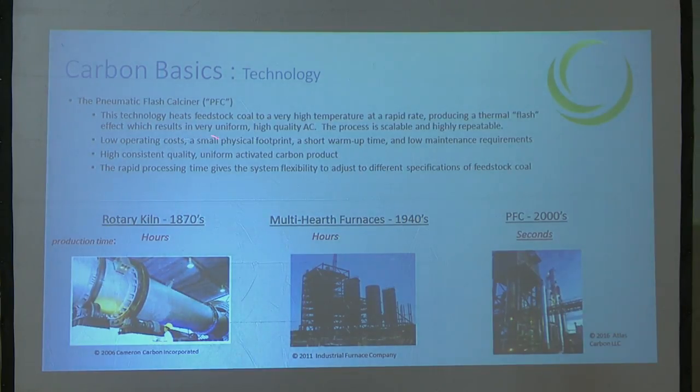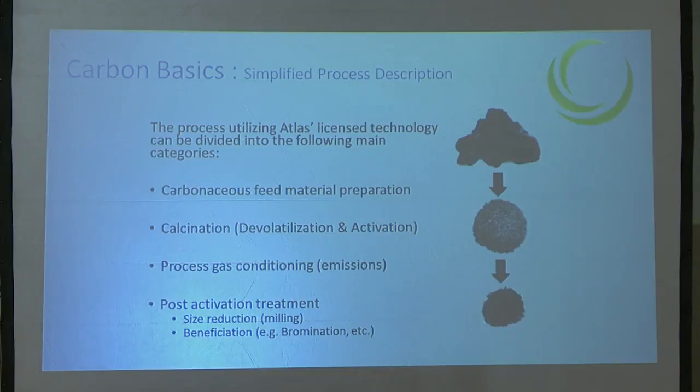So the pneumatic flash calciner takes feedstock coal to a very high temperature at a rapid rate. We're talking from ambient temperature, whatever our silo is, call it 65 degrees. We take it up to 1700 to 1900 degrees Fahrenheit in a matter of seconds, and it popcorns the coal, blows it apart. We have low operating costs, a small physical footprint, a short warm-up time, and low maintenance requirements. We also have high consistent quality and a uniform activated carbon product. The rapid processing time gives us the system flexibility to adjust to different specifications of feedstock coal as well as customer inputs.